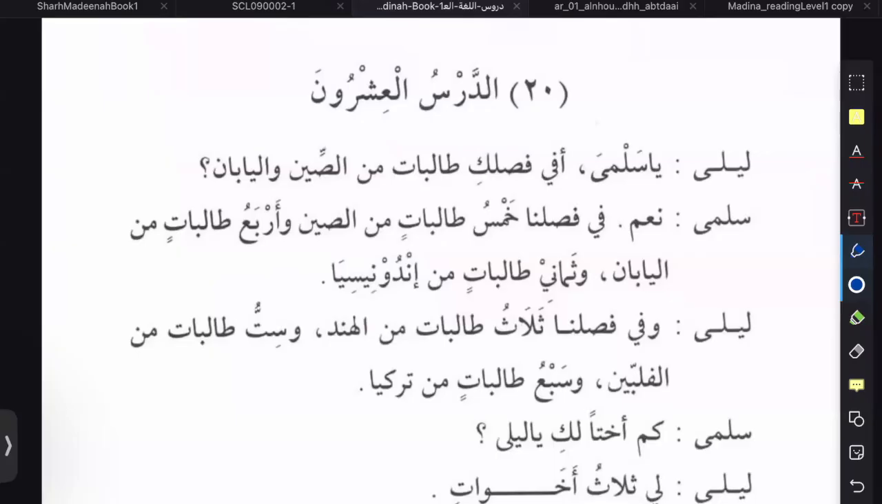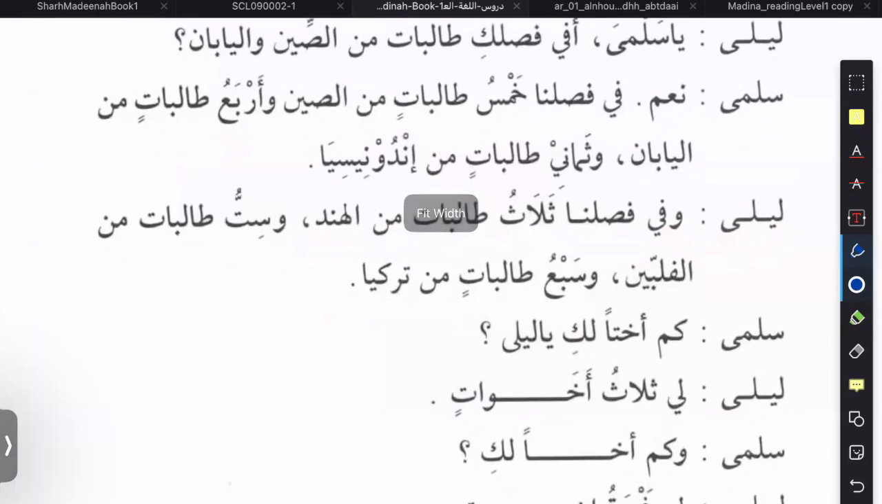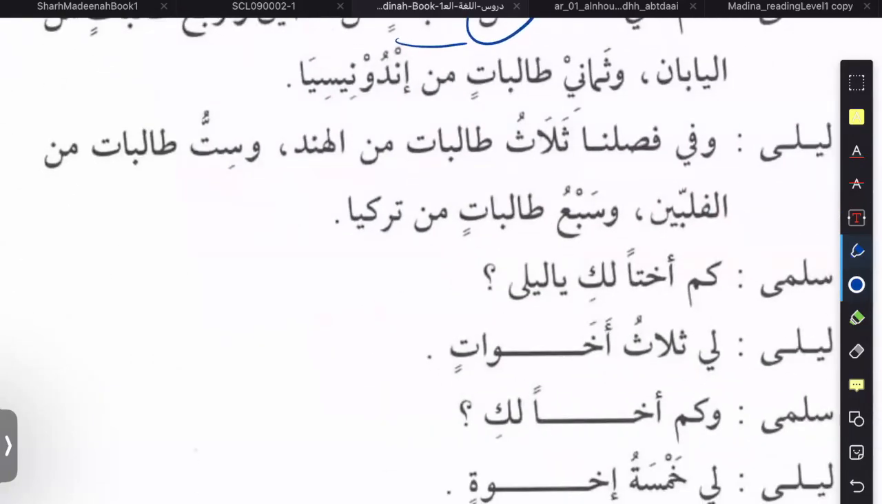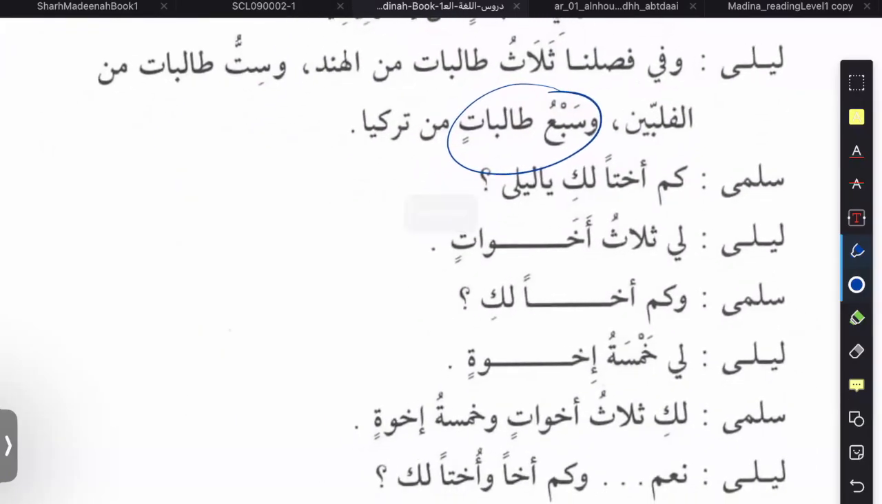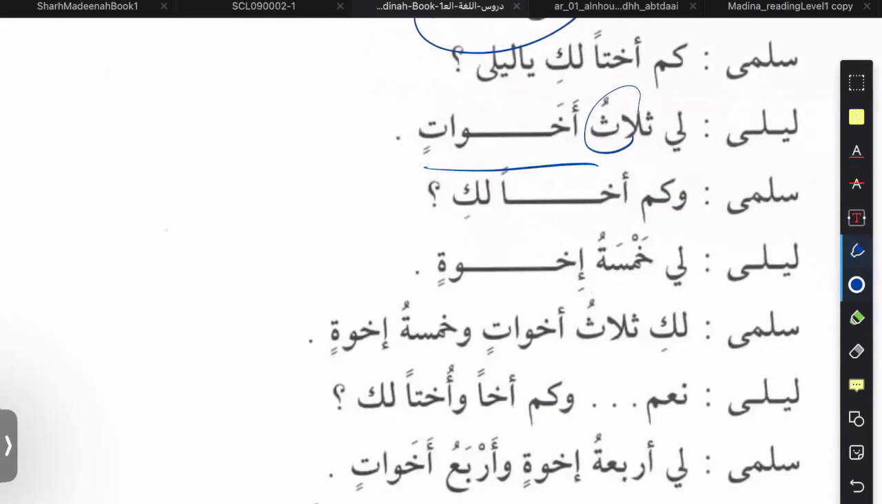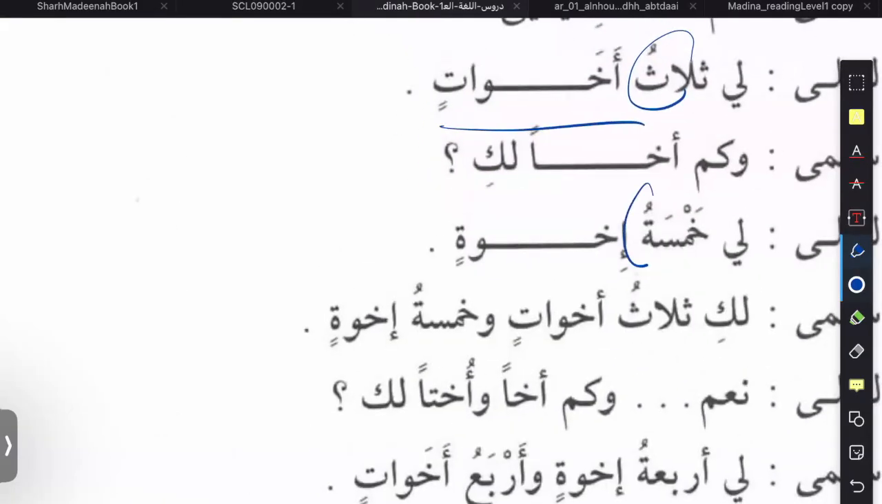So now lesson number 20 is exactly the same thing. Now we'll be describing female words. So let me pick something up. You see, we say khamsu talibatin, khamsu, not khamsatu. We say khamsatu tullabin, khamsu talibatin. Nothing else in this lesson. Sabu talibatin. Okay, thalathu akhawatin, 3 sisters.